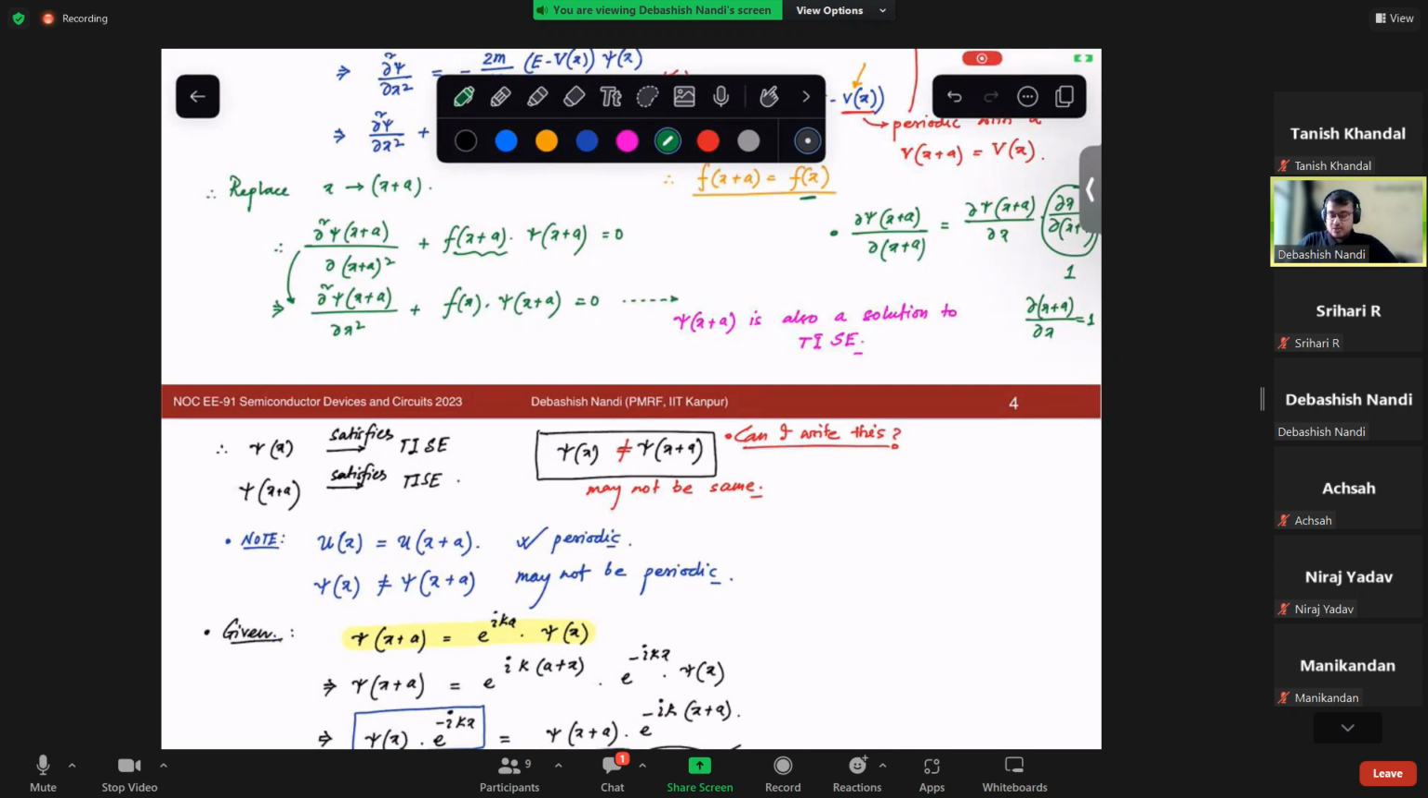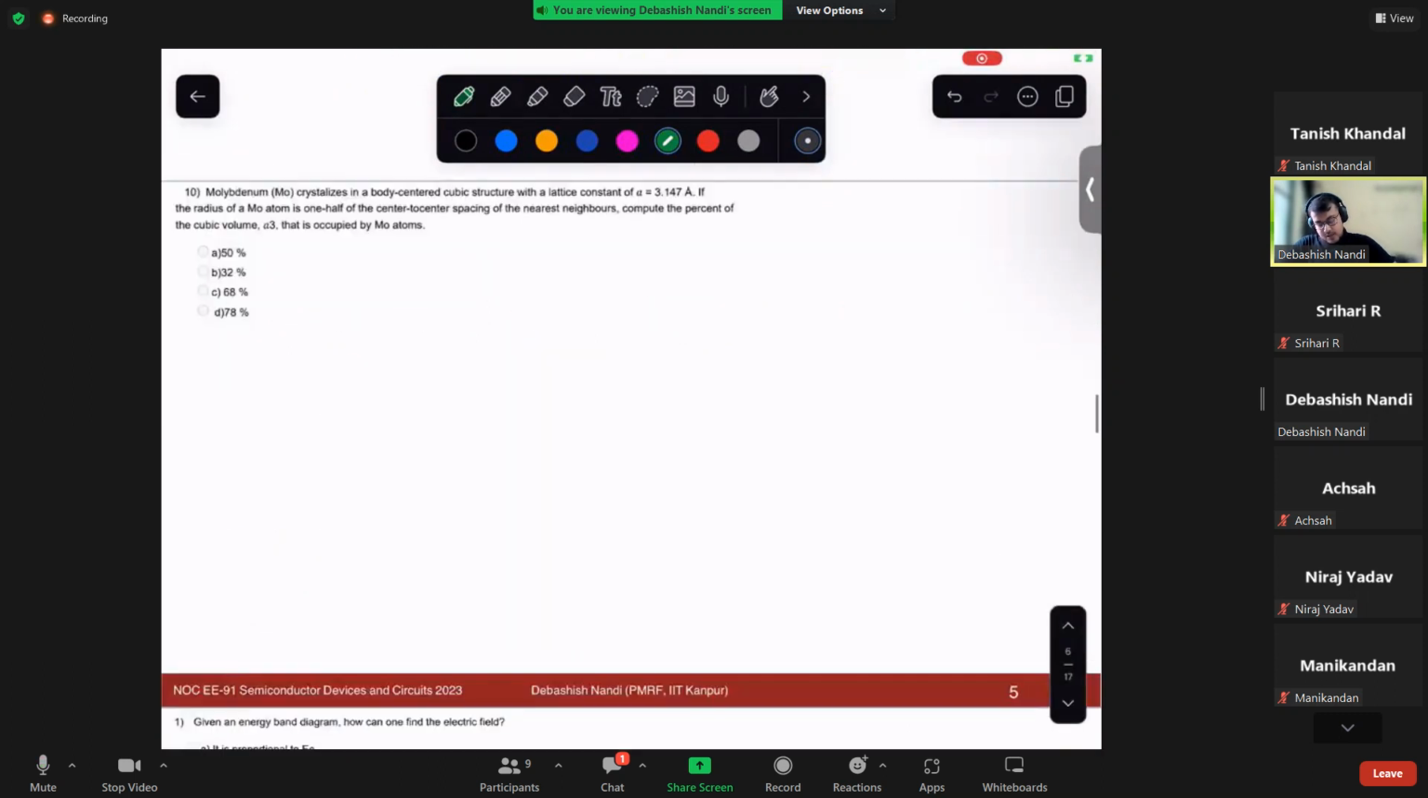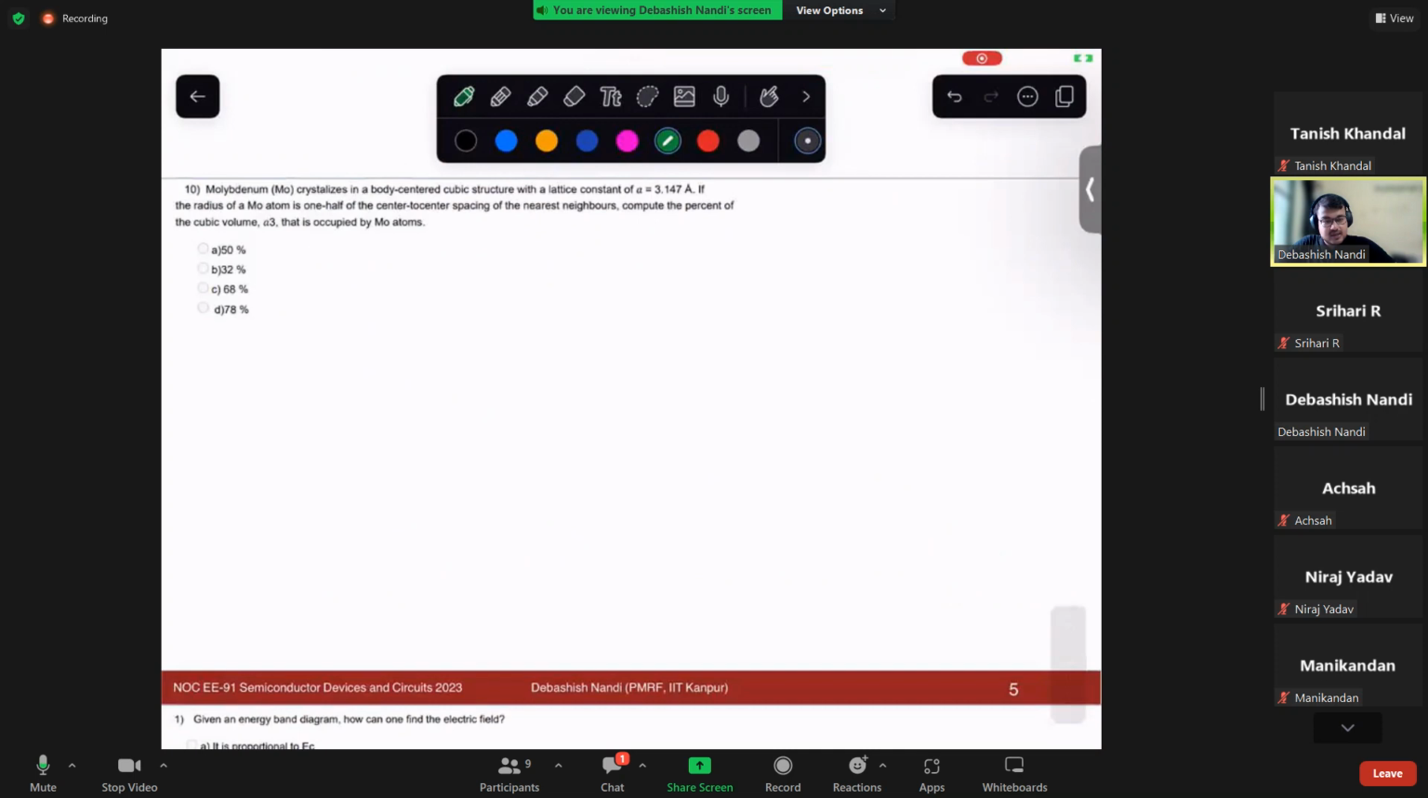Okay, so let's move on to the next problem. This is also from the last class. It is mentioned that one molybdenum crystal is a body centered cubic one, with a lattice constant of this. First, let us draw the body centered cubic one.